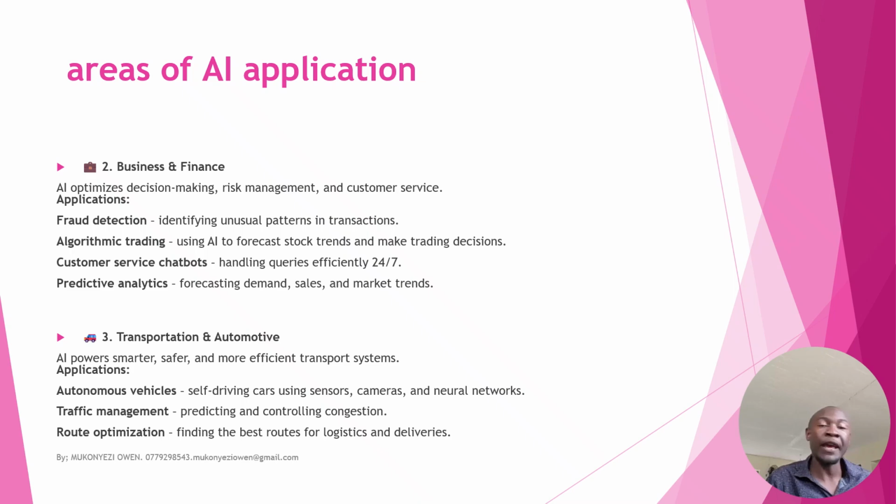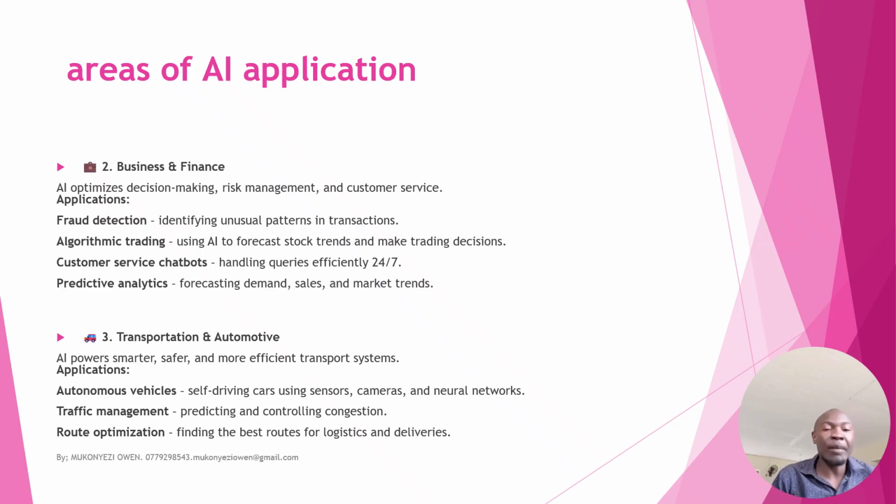We have another area of application: business and finance. AI is very important in this field. In fraud detection, we talked about fraud. Algorithmic trading uses AI to forecast stock trends and make trading decisions. At some point, we looked at the way AI is used to make decisions in business. Customer service chatbots, predictive analytics, forecasting demand, sales and market trends, among others.